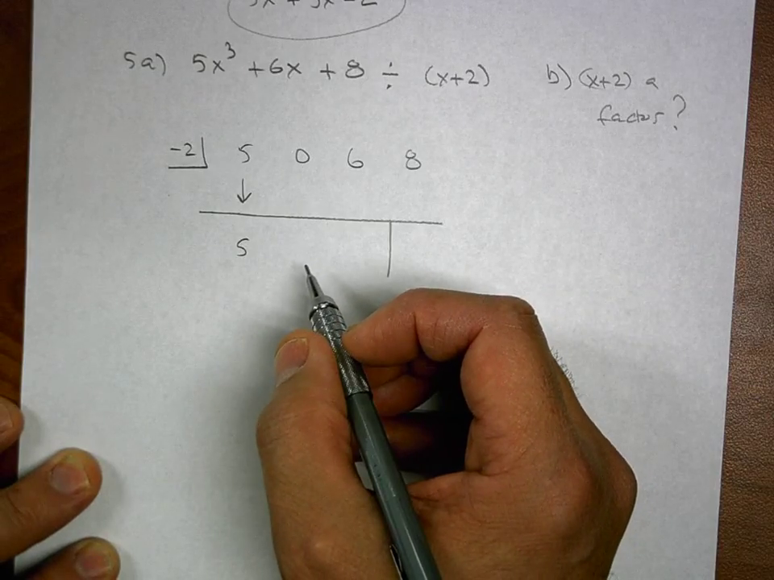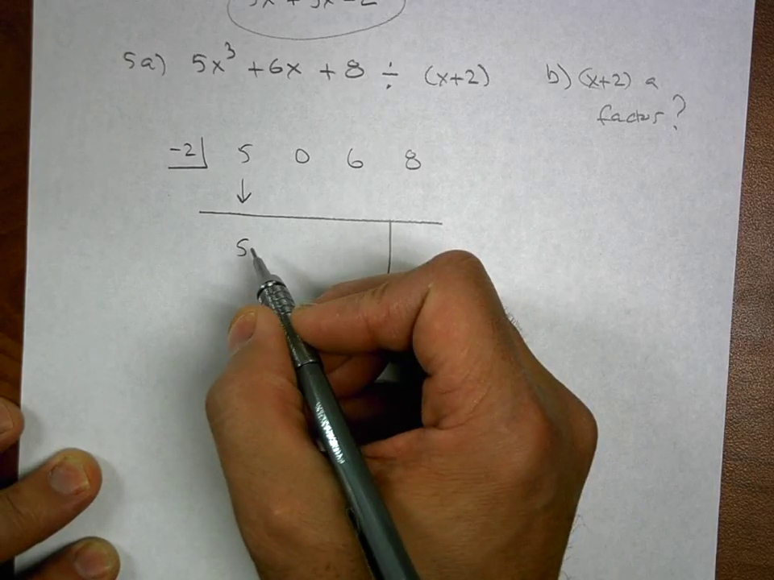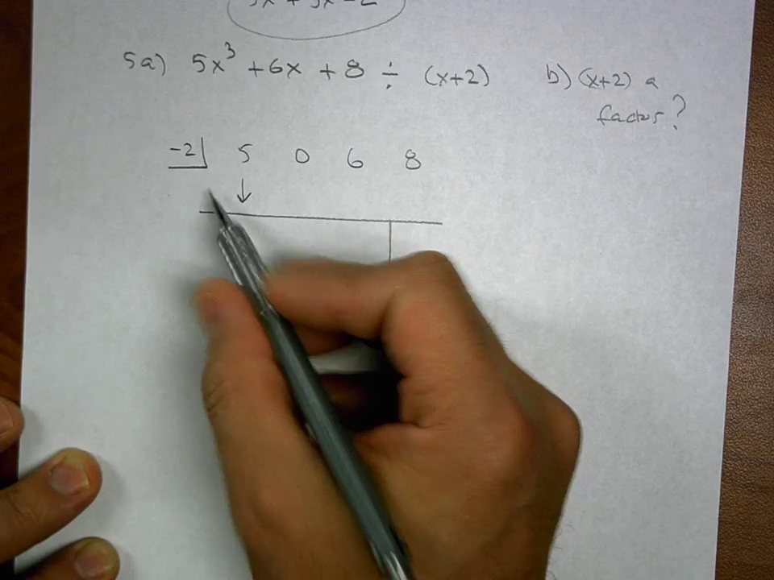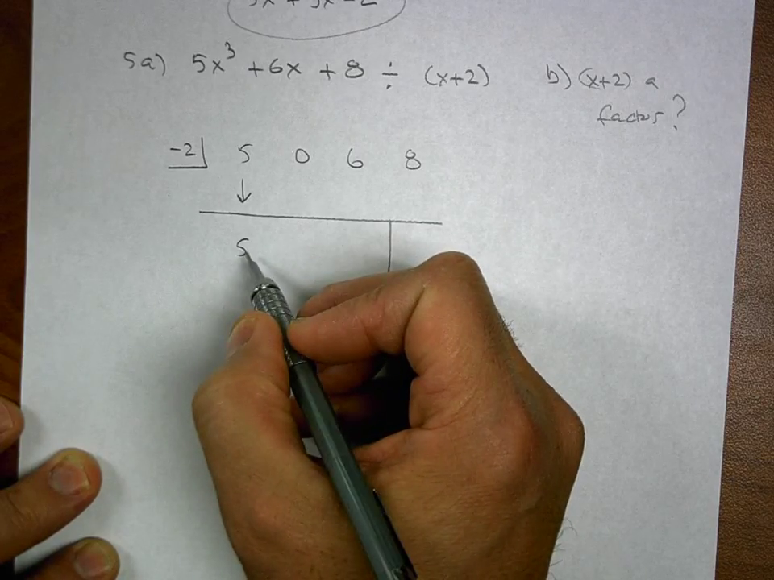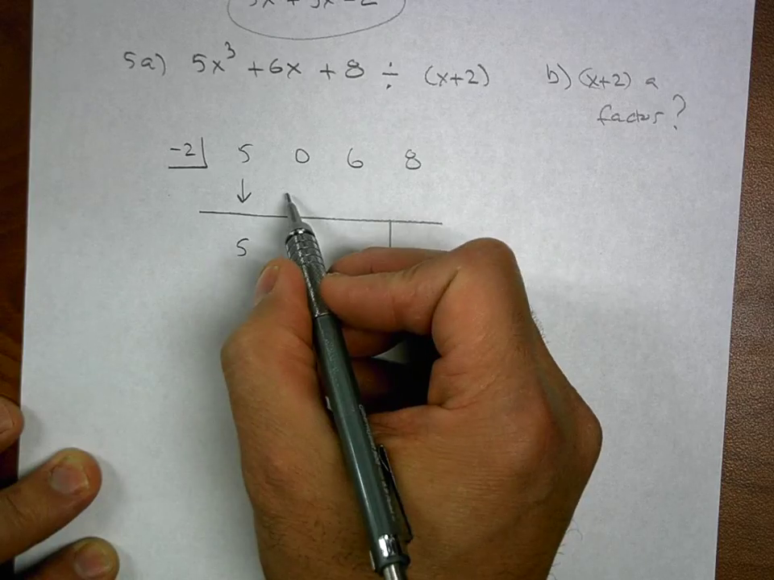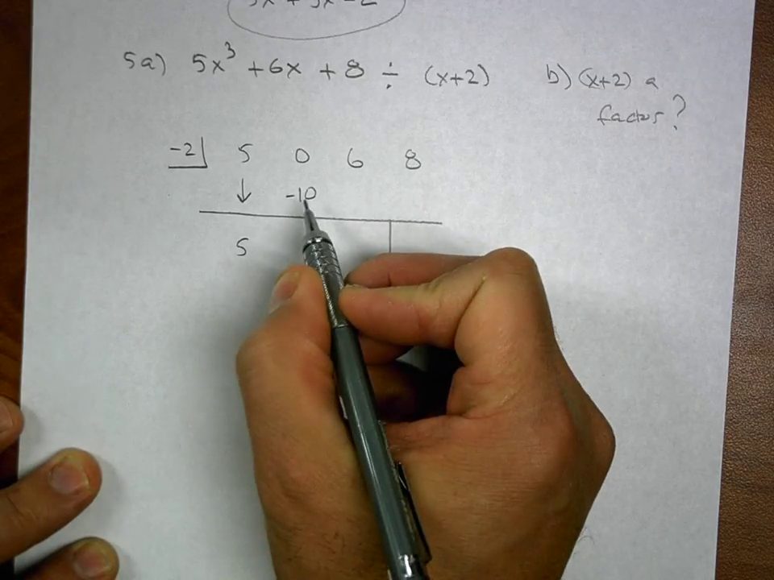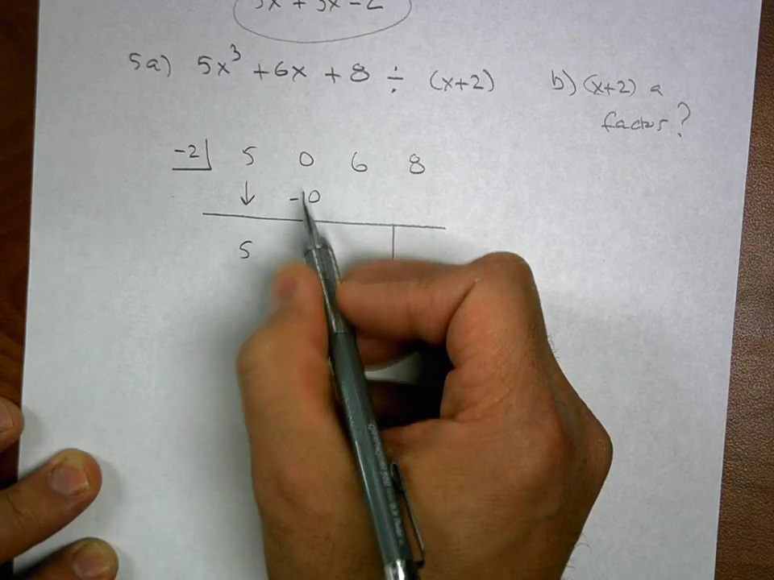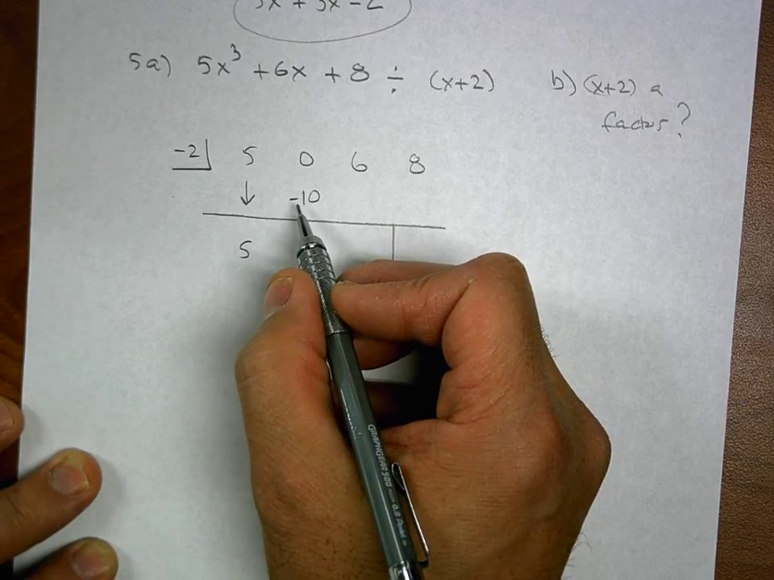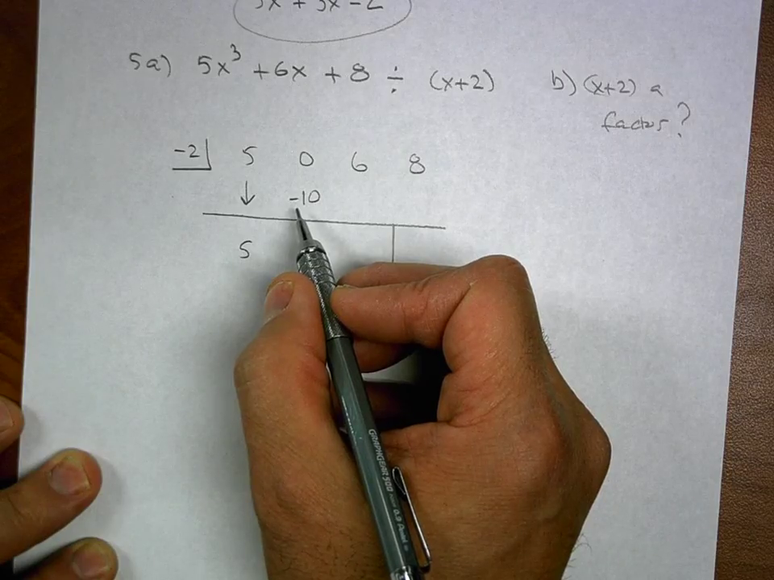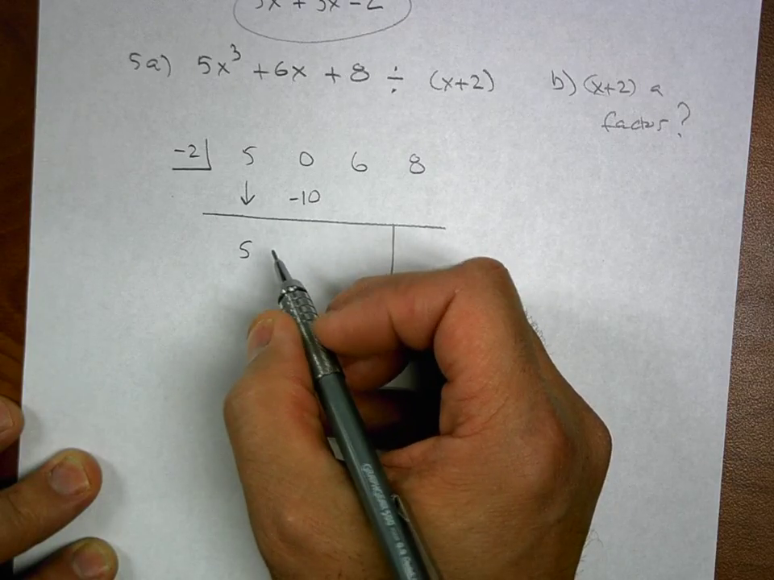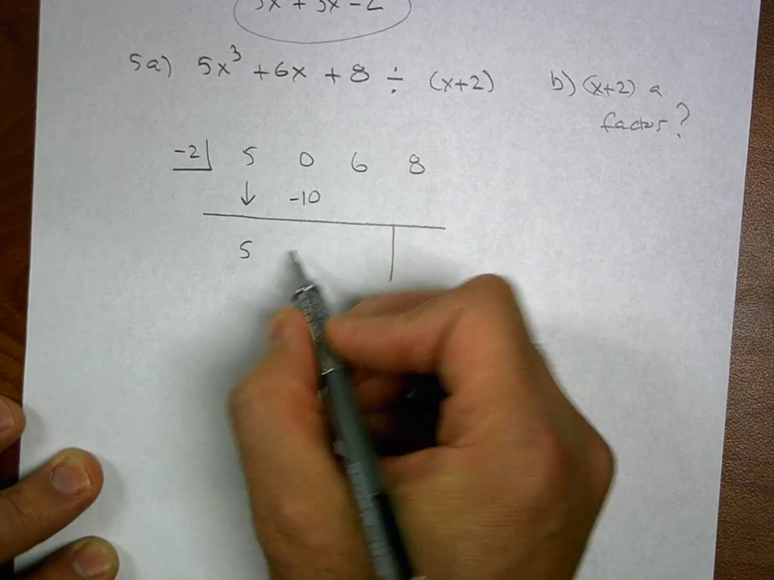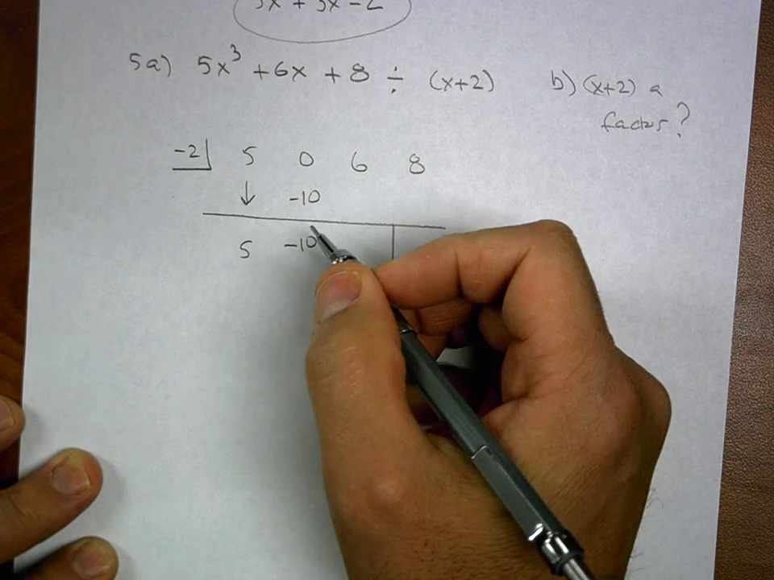Brock, tell me what to write. What'd you do? Okay, so you get negative 10, so you put it there. And then what do we do with these two? Add, subtract, multiply, or divide. We add, which is negative 10. Multiply, add, multiply, add, multiply, add, multiply, add.